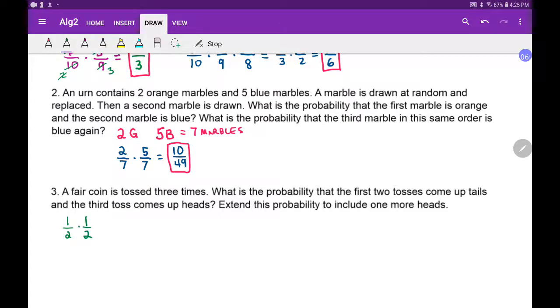What's the probability of heads? Well, it's also 1 out of 2. It's either one or the other, so it's always 1 out of 2. So 3 tosses in a row, the way we said it would be, well, that's 1 over 8. Okay, so my answer is 1 over 8. Then go ahead and extend it to 1 more head, and you'll have your answer.